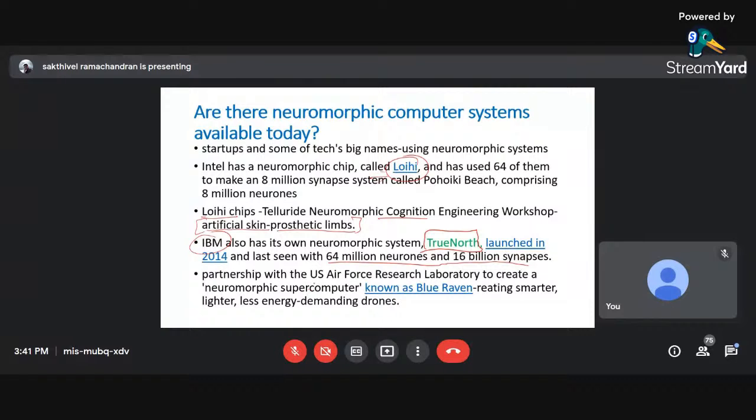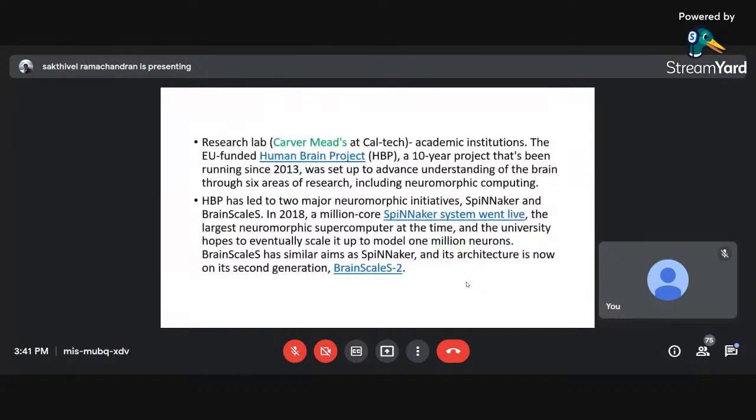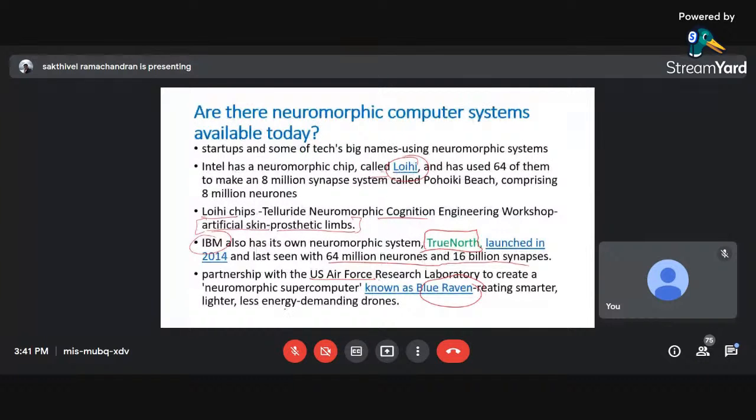In fact, the US Air Force also came up with a neuromorphic supercomputer called Blue Raven, and that's also going on. Particularly, they are used for drones, less energy-demanding drones.